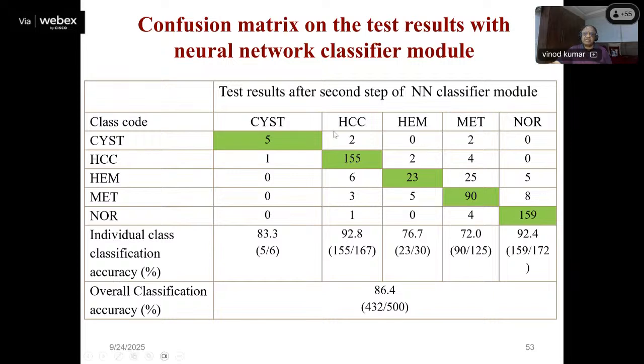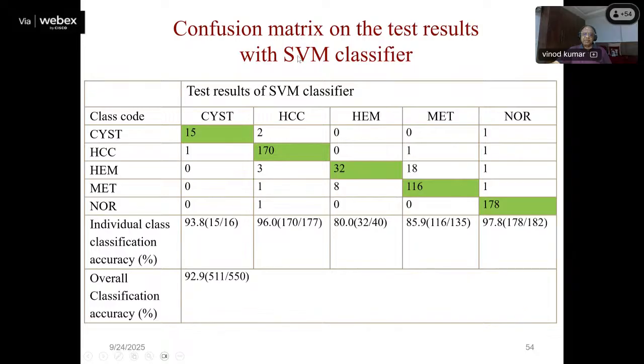So this is the first study where we get a feeling which method, which methodology, which type of features are best suited for classification purpose. In case of SVM, you find that cyst we have 15 and one case. SCC 170, 170 corrected, 2311. These are the incorrect classifications. Overall accuracy as compared to neural network with the same feature set is slightly better.